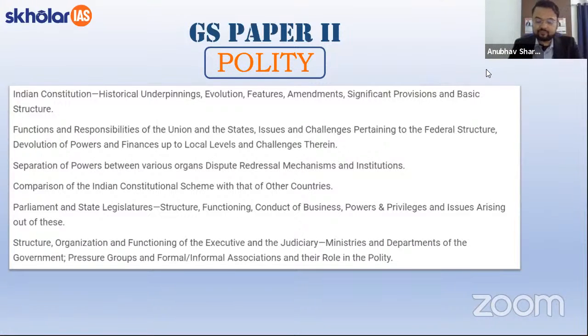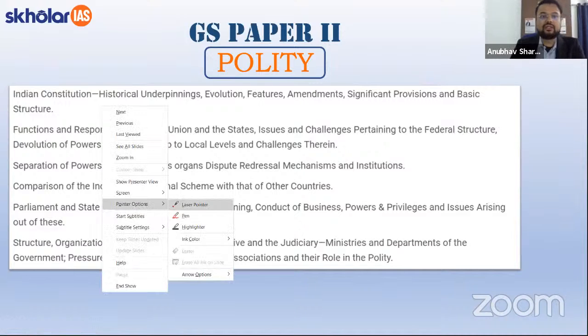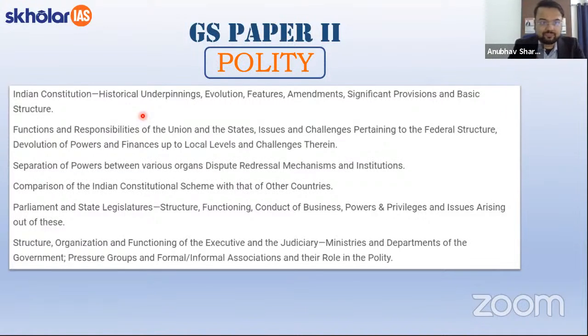Let's start. So students, the first topic that we see in GS paper 2 is Indian Constitution, underpinnings. Just a second, it's a pointer. So what exactly is the first topic that we see? It is the understanding that a student would need to have with respect to the Constitution of India. If we speak plainly, study of polity at its heart is study of the Indian Constitution. In this you have to study historical underpinnings, evolution, features of our Constitution, amendments, significant provisions and basic structure.